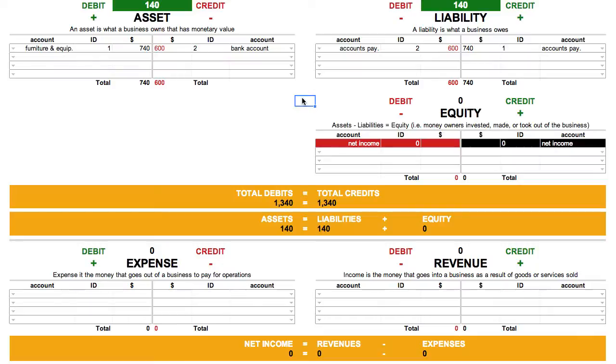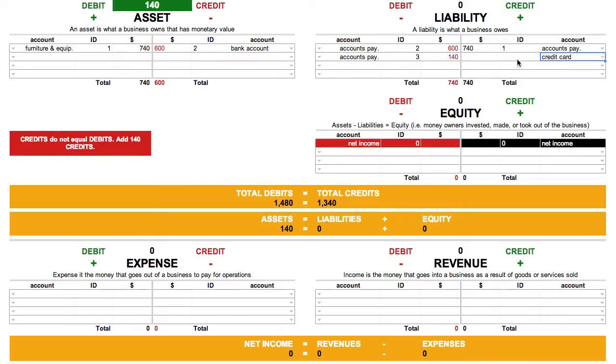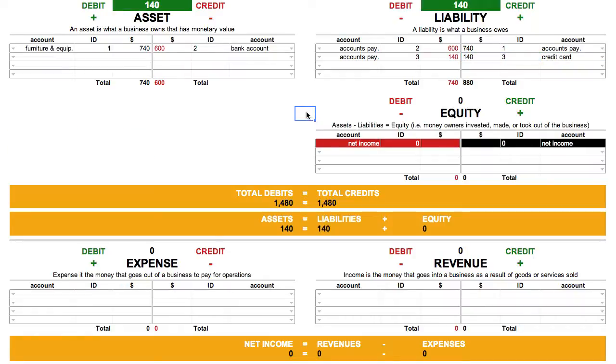We do the same thing for the credit card payment. We debit accounts payable, choose an ID of 3, and an amount of $140. We then credit the credit card account, choose an ID of 3, and an amount of $140. This transaction is paying off the remainder of the bill using $140 from the credit card account. In the second method, we create 3 transactions, so it's a bit more work. However, it's somewhat of a cleaner way to enter the purchase of the treadmill desk.